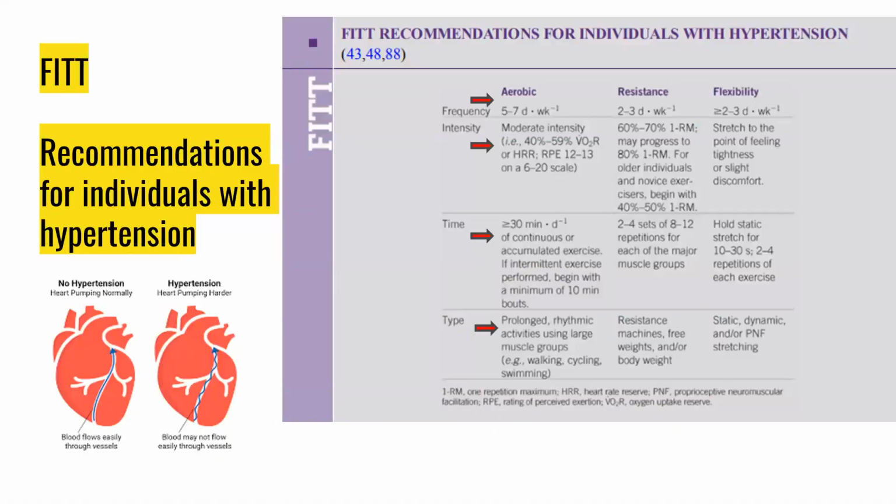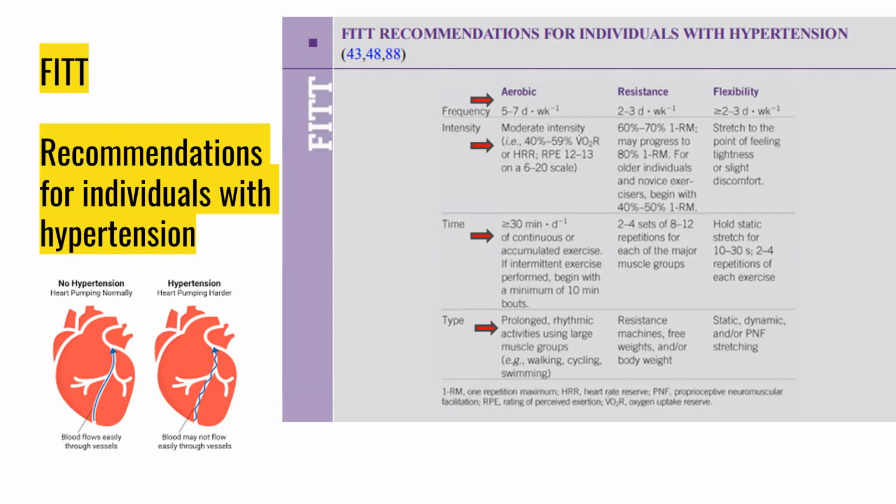So here are your ACSM FIT recommendations for individuals with hypertension. For aerobic training, 5 to 7 days per week. Start them at moderate intensity from 40% to 59% of the VO2 reserve or heart rate reserve, or on the RPE scale 12 to 13. Time, 30 minutes per day of continuous or accumulated exercise.